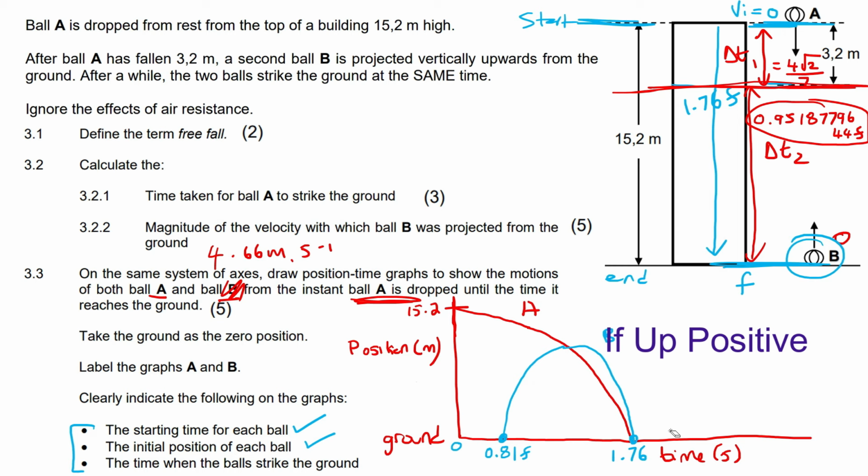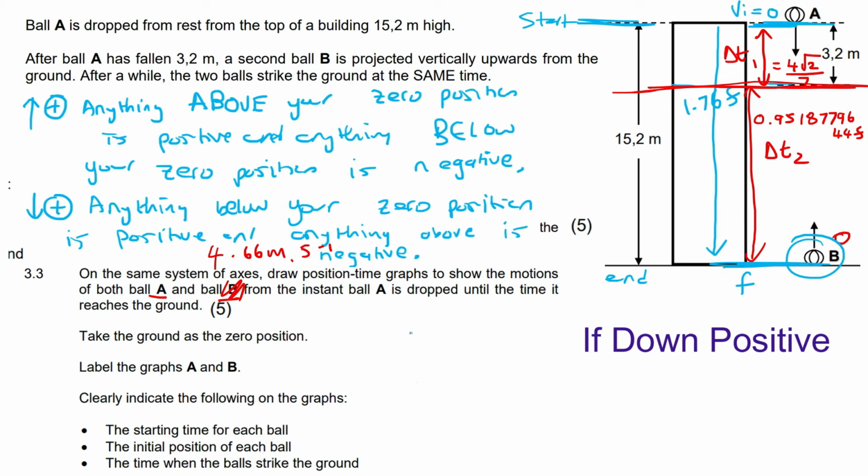Now, just quickly wait. I know a lot of you are like, yeah, but Kevin, ball B didn't go in the air for 1.76 seconds. I know. If you look carefully at the time between these two points, that would only be 0.95 seconds, which is what we got over there. But they both hit the ground at the same time. From the very beginning, if you were holding a stopwatch, you would see them both hitting the ground there. But I'm not saying that ball B was in the air for that long. Ball B started over there and ended over there, so the time between that is 0.95. Hope that makes sense. And that's all we need to show.